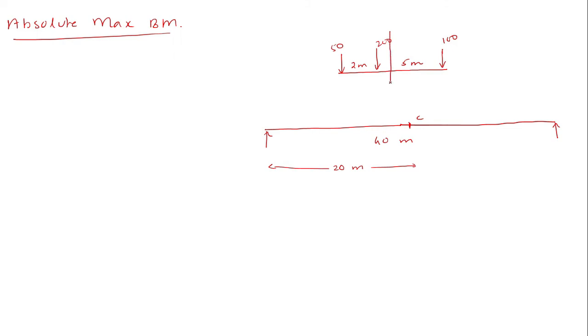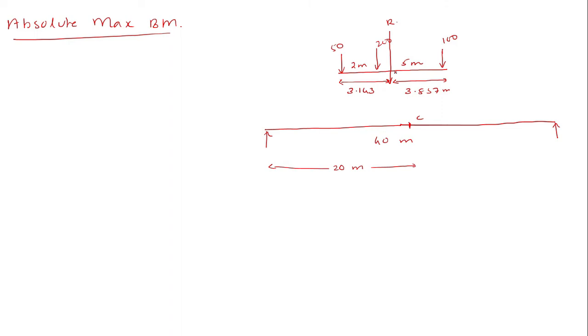I shall draw the resultant like this, and it is 3.143 meters from the left end and 3.857 meters from the right end. Okay, so what I do, there are three possibilities.